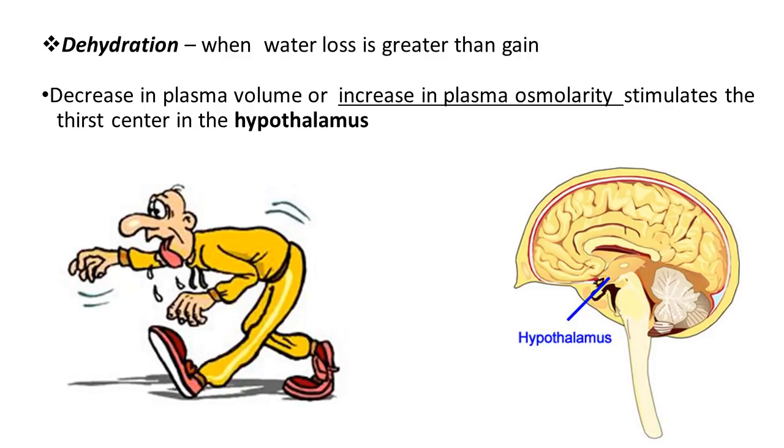If water loss is greater than gain through the day, then we start to become dehydrated. And we know that if we're becoming dehydrated, we will develop a sensation of thirst, that we want to consume fluids. There's an area in the brain called the hypothalamus, and the hypothalamus is able to monitor plasma osmolarity. So this is dealing with the concentration of solute in blood plasma, so the fluid or the extracellular fluid of blood.